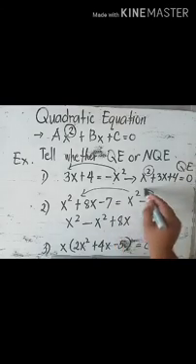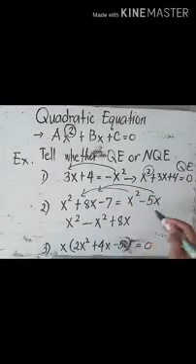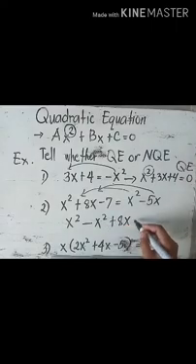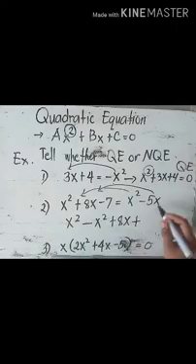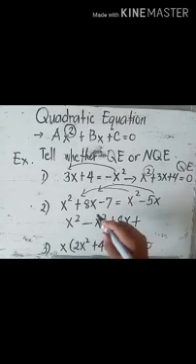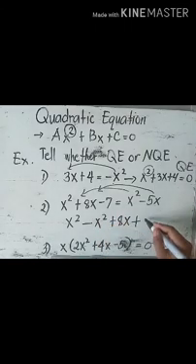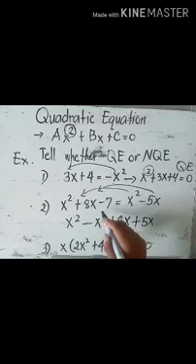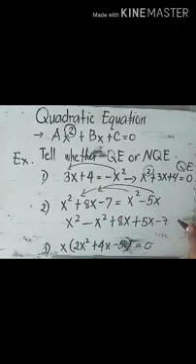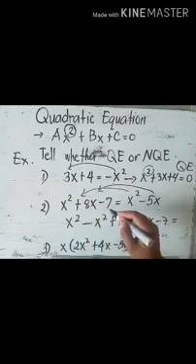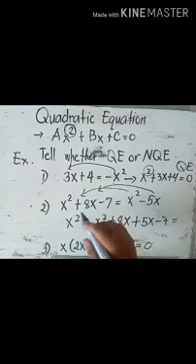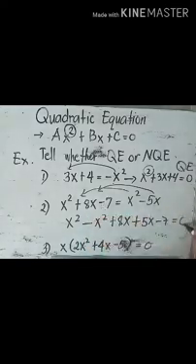Then we transpose negative 5x to the other side. So if negative goes to the other side, it will become positive. It will become positive 5x. Then let's copy negative 7. We are just copying it since we didn't transpose it to the other side.